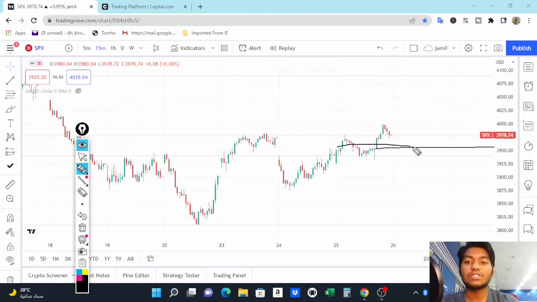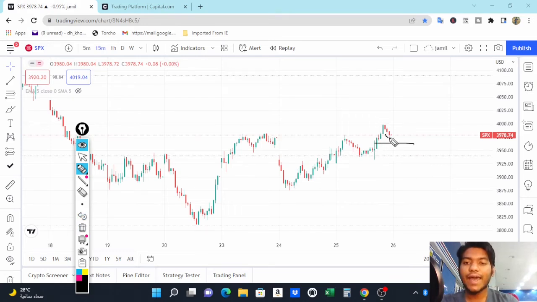3,950 is going to be an important support for the market. If any 50 minute candle closes below this range, that's a panic scenario. That's another volatility scenario for the market tomorrow. If any candle closes below this range, that's a panic or volatile market for tomorrow.